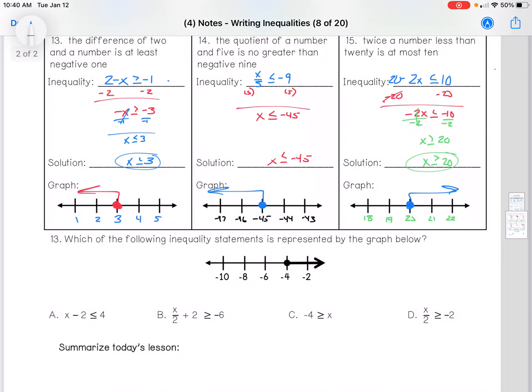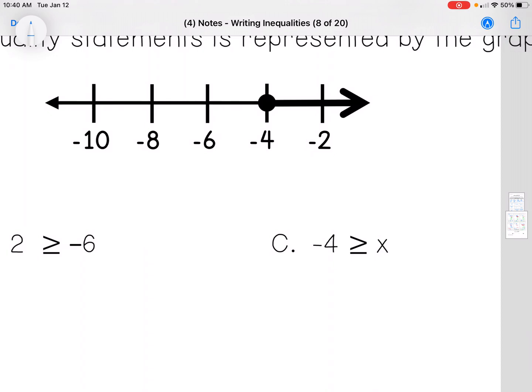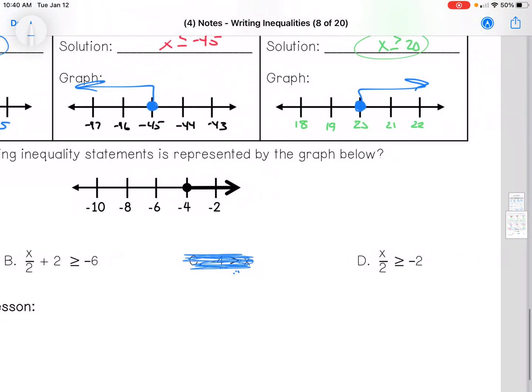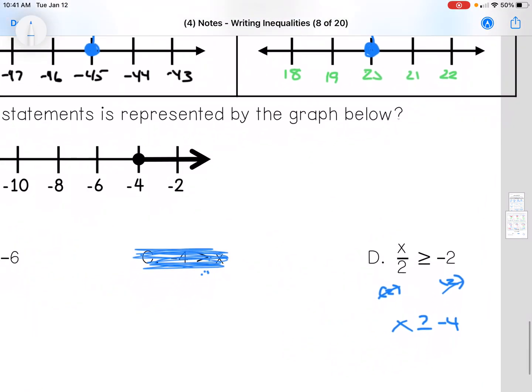Which of the following inequality statements is represented by the graph below? So you just kind of have to work them out. Okay. We know it's not C because x is less than, so that one would point to the left, and we know it points to the right, so we know that one's not it right off the bat. This one looks pretty easy to work out, so let's go ahead and work this one out. We're going to multiply both sides by 2. X is greater than or equal to -4. Okay, greater than or equal to, that's a closed dot, and is greater than, so it goes to the right, so the answer is D. I don't even have to work the other ones out.